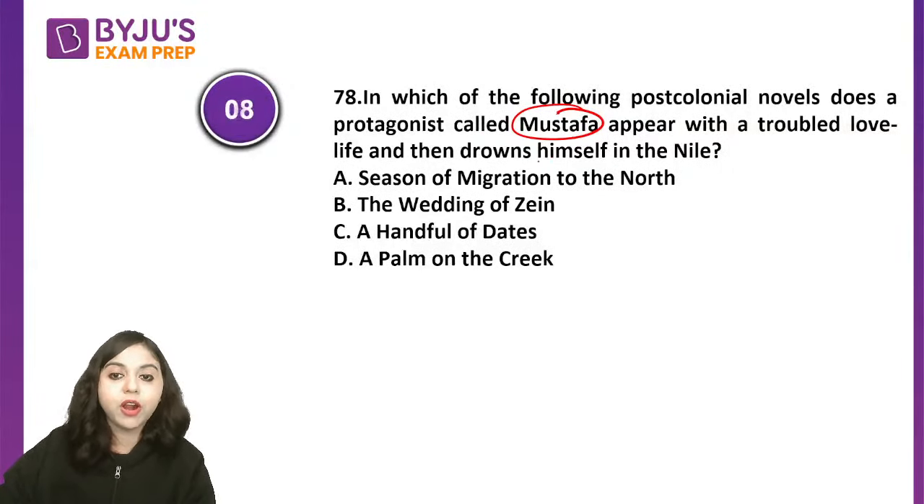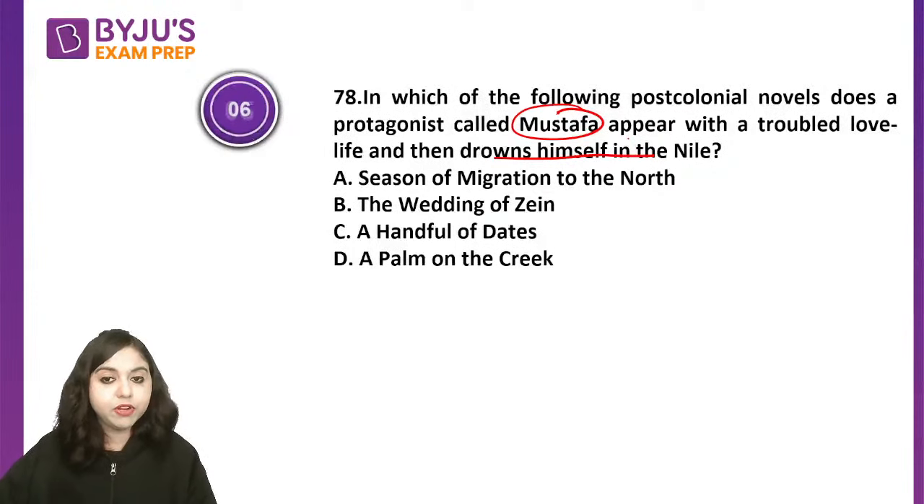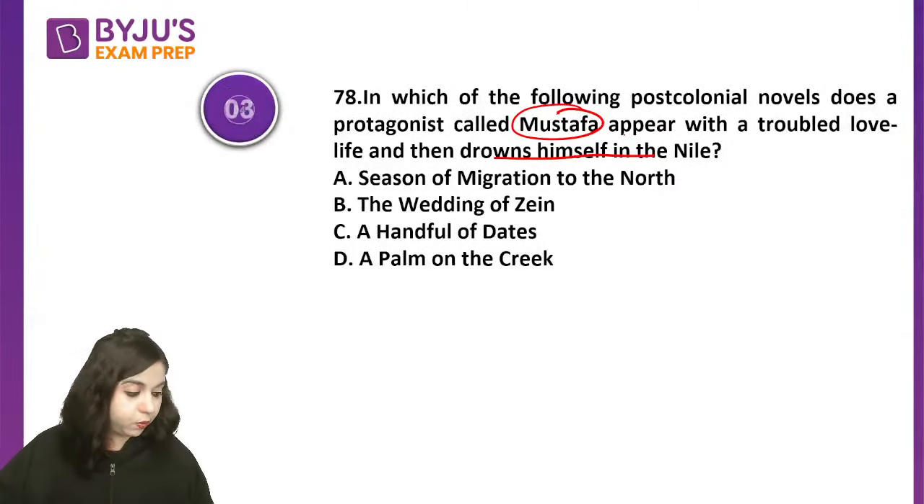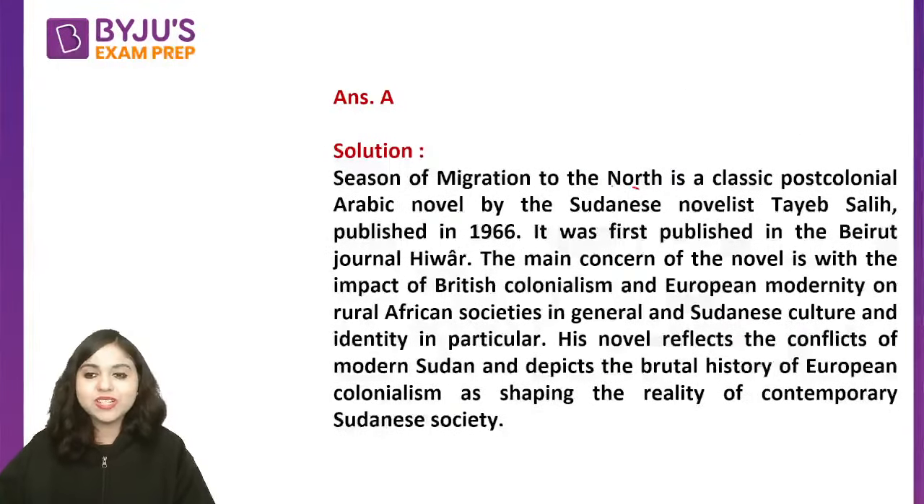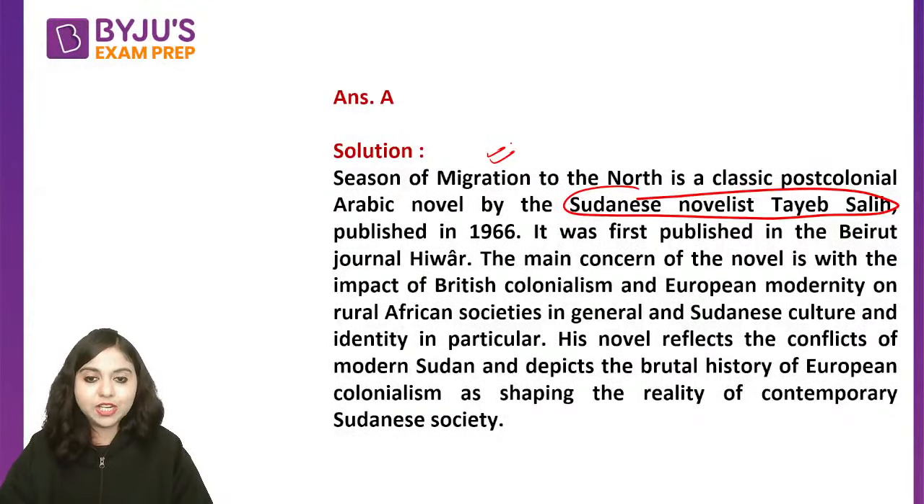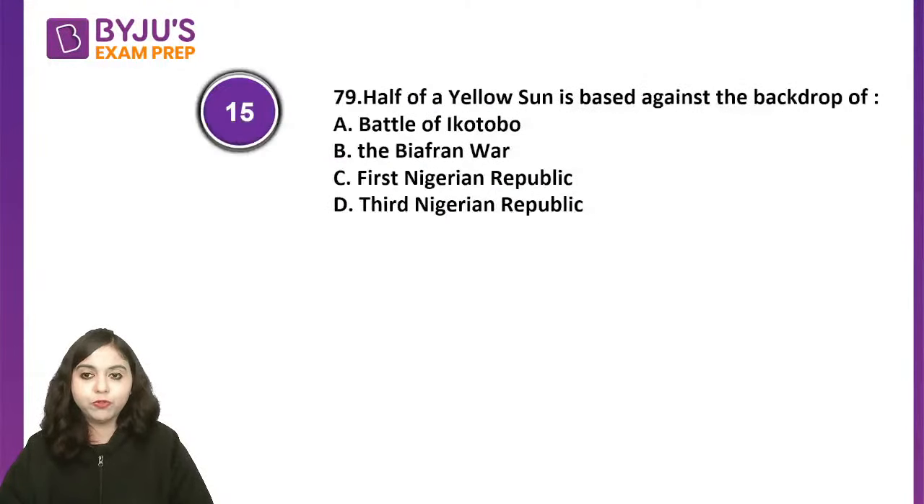In which of the following post-colonial novels does a protagonist called Mustafa appear with a troubled love life and then drown himself in the Nile? Mustafa comes and then drowns himself in the Nile. What is the correct answer here? Yes, absolutely right. Season of Migration to the North. This is by the Sudanese novelist Tayeb Salih, and his writing is actually trying to tell you about this entire concept of British colonialism overall.